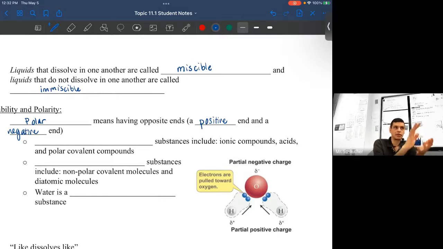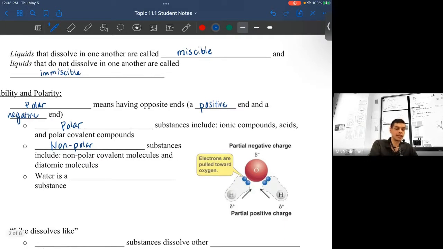And we talked about ions, where cations are positively charged, anions are negatively charged, and they're like magnets, like two different sides of the magnets. And we also said that there's such things as ionic compounds, which are formed from the attraction between positively charged ions and negatively charged ions. So this concept's related to that. We can separate our substances into polar substances and nonpolar substances. Polar substances include things like ionic compounds, acids, polar covalent compounds. There are some more examples I'll mention in a bit. And nonpolar substances include nonpolar covalent molecules and diatomic molecules, or anything that's super symmetric.